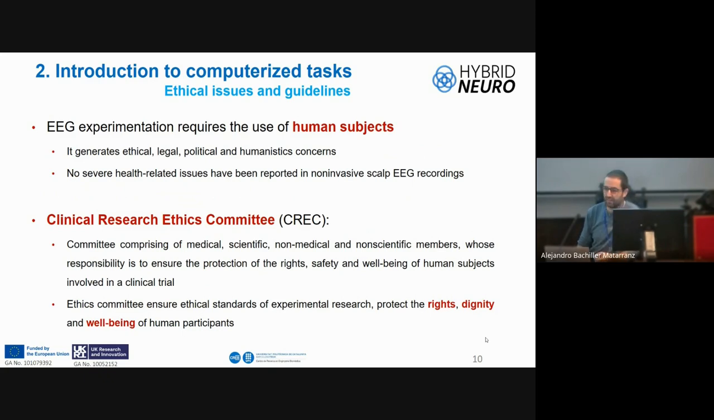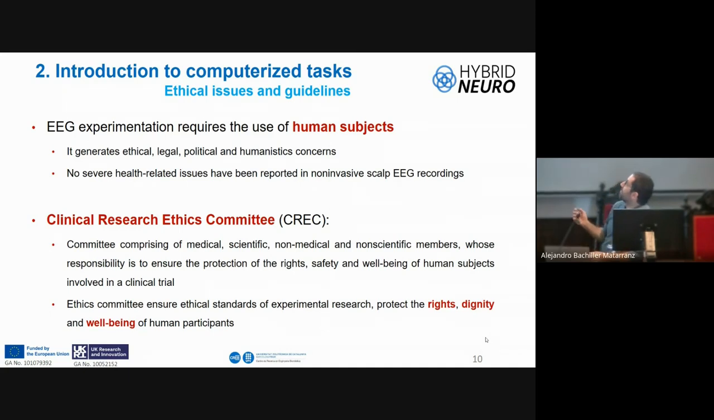Another important issue when you are planning to perform computerized tasks is that you require the use of humans. So there is a problem. When you experiment with humans, it generates different ethical, legal, political, and monetary concerns.